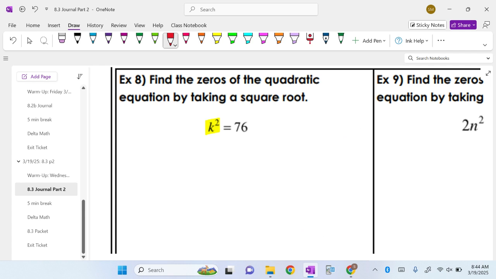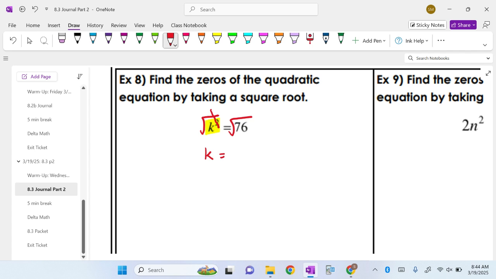So, that's my K squared. Is it already by itself on that side of the equal sign? Yes, no, maybe? Yes. So we can go ahead and take a square root of both sides. Because what happens is the square and the square root cancel each other out, and it just leaves us with a K is equal to.